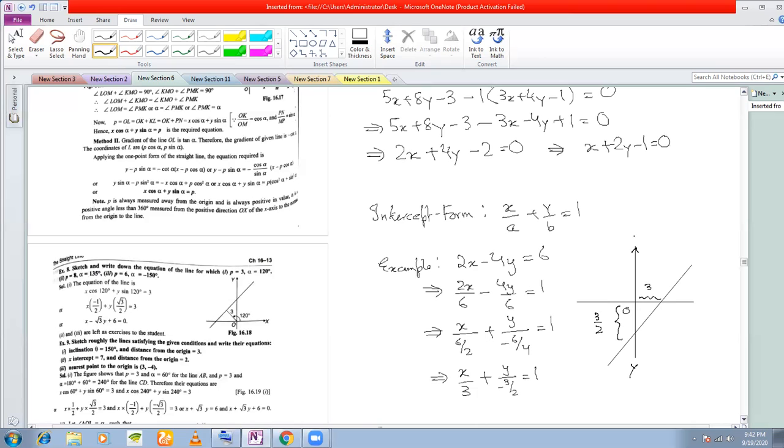So any equation which is of the form ax plus by plus c, the equation of a straight line, you can write it in the intercept form. Okay, so I stop here for today.